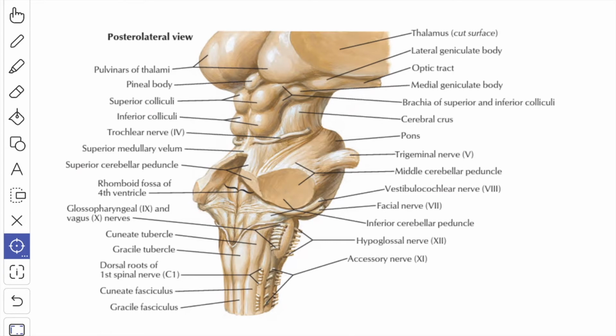Now the nerve passes laterally, crossing the dorsal surface of the superior cerebellar peduncle. So this is the superior cerebellar peduncle. Then it winds forward between the temporal lobe and the basis pedunculi. This is the basis pedunculi. So it crosses between the temporal lobe and the basis pedunculi.